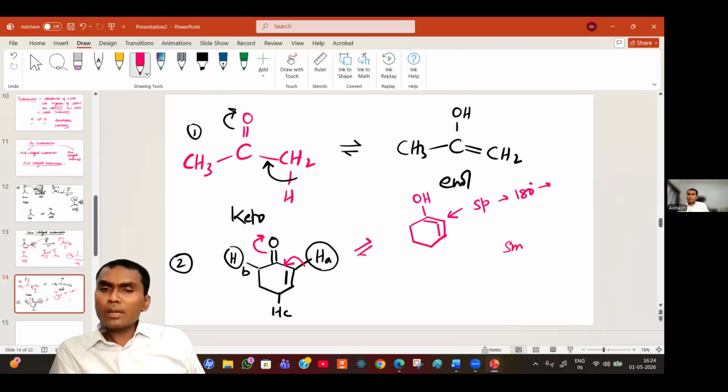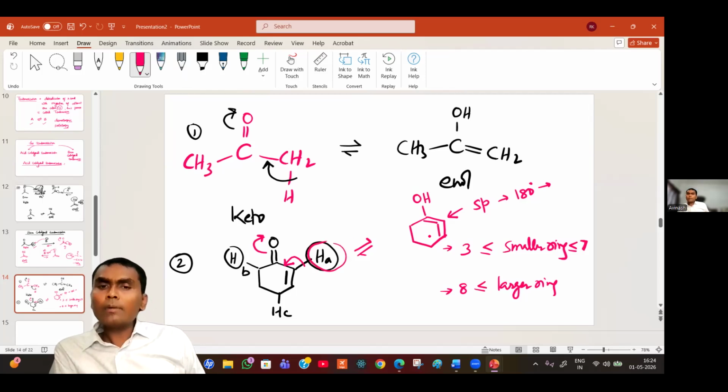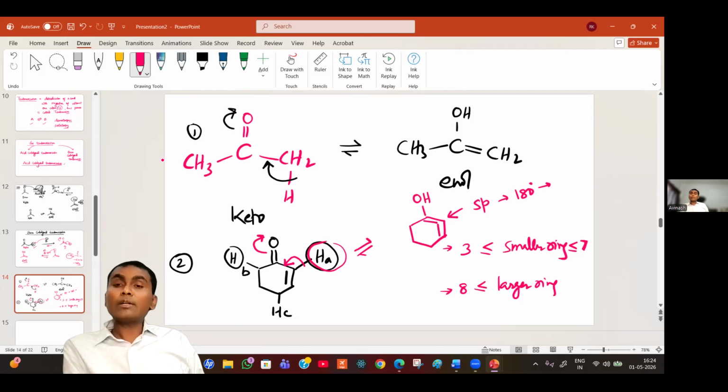So sp hydrogen is not possible in a smaller ring. A smaller ring means what? A smaller ring means 3 to 7. Or a larger ring means more than 8. In a larger ring, a continuous double bond may be present. But in a smaller ring, it can never be present because of high strain. High strain vanishes the species. So if this hydrogen takes part, then it will die. So this hydrogen will not take part in tautomerization.